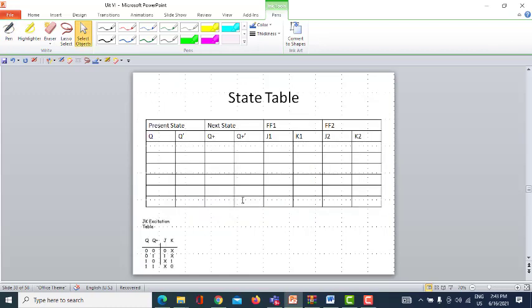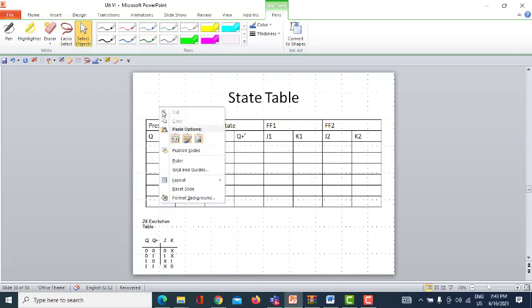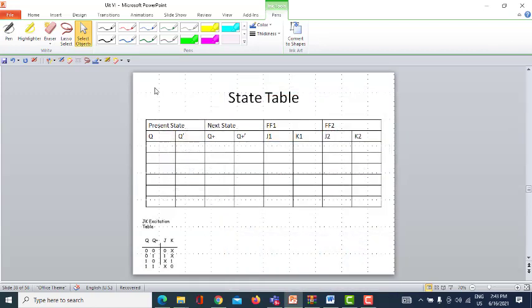In the same way, the state table of the down counter. Again, for the down counter, my present state is 0,0. What will be your down counter? 0,0, then 1,1, and if it is 1,1, it will be 1,0, and if the present state is 1,0, it will be 0,1. If the present state is 0,1, it will be 0,0.